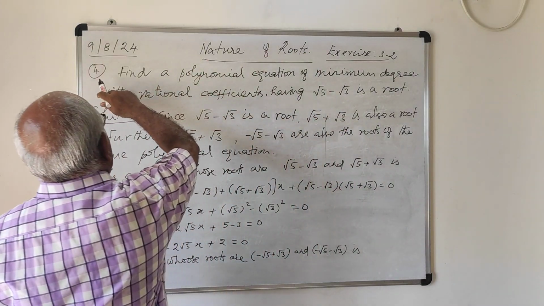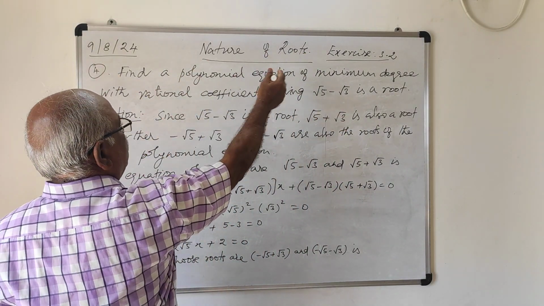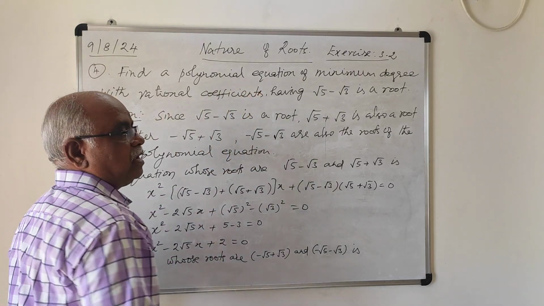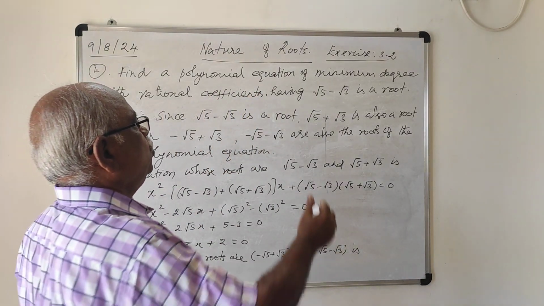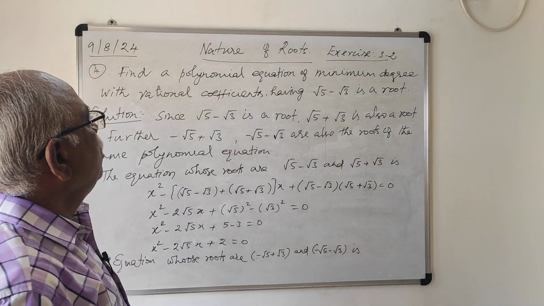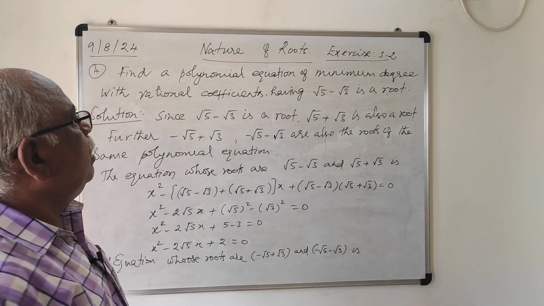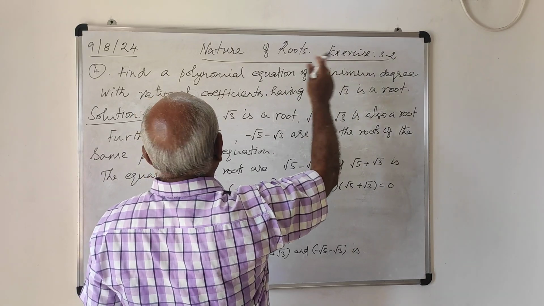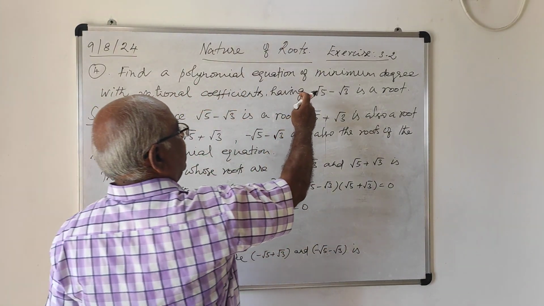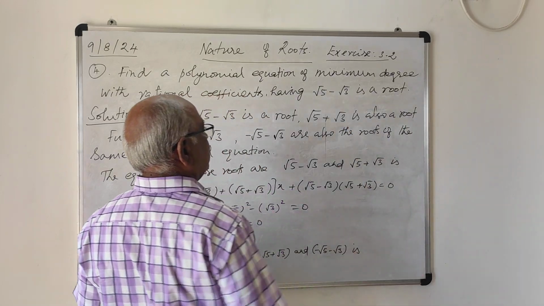Problem number 4 is: find a polynomial equation of minimum degree with rational coefficients having root 5 minus root 3 as a root. That's the problem. Find a polynomial equation of minimum degree with rational coefficients, where one root of that equation is root 5 minus root 3.